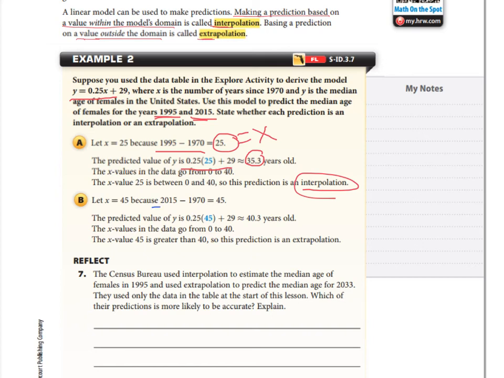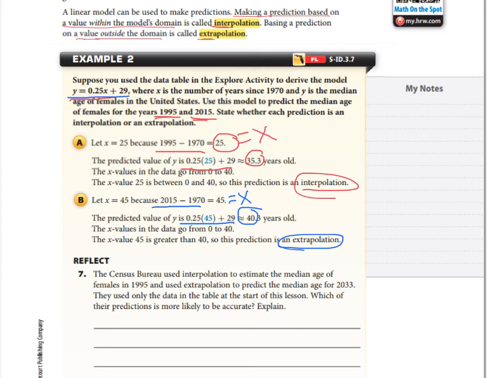So again, we take 2015 minus 1970. So the x we're plugging in this time is 45. So we go back to the same equation, and we go 0.25 times 45 plus 29 means that this median age is around 40.3 years. Now 45 is past what our data included in the table because we ended at 40, so that means this prediction was extrapolation.